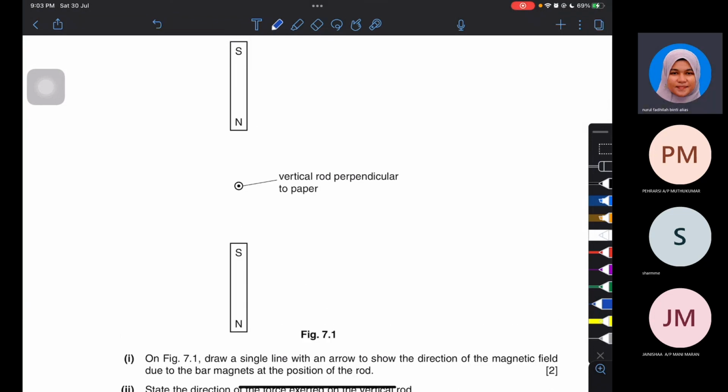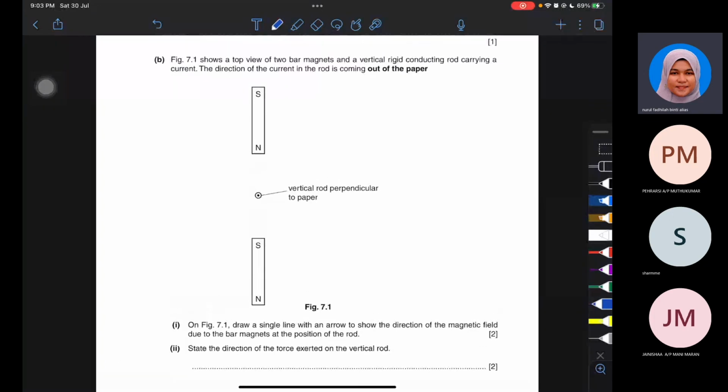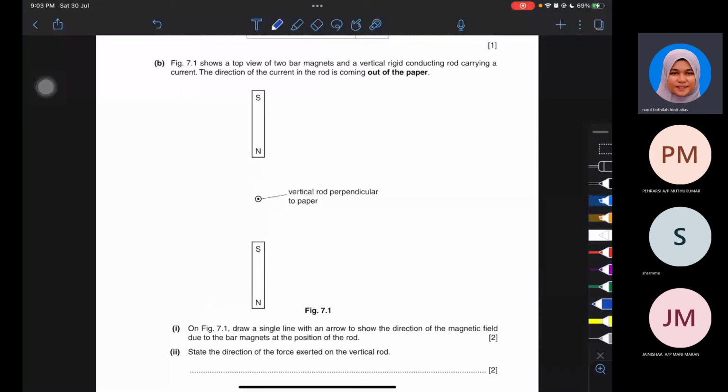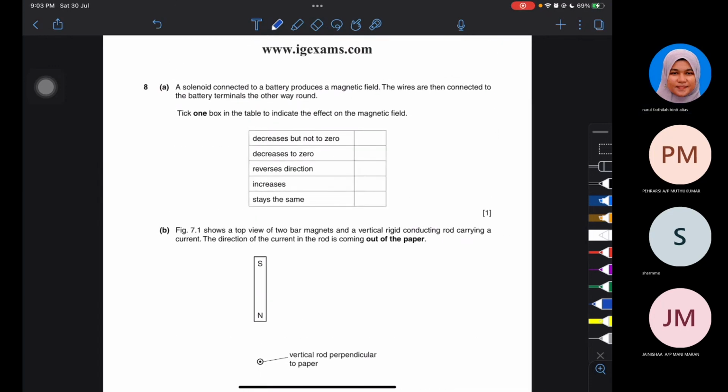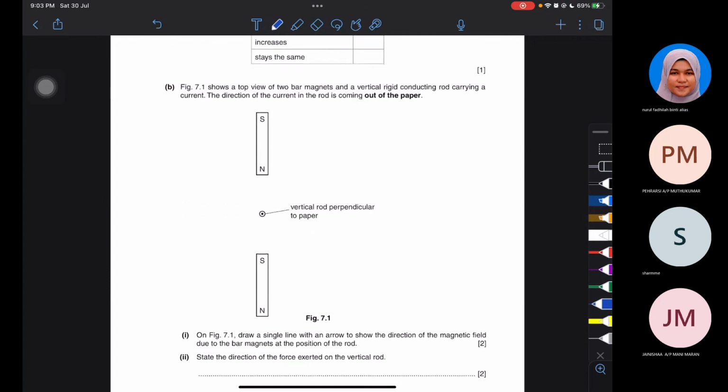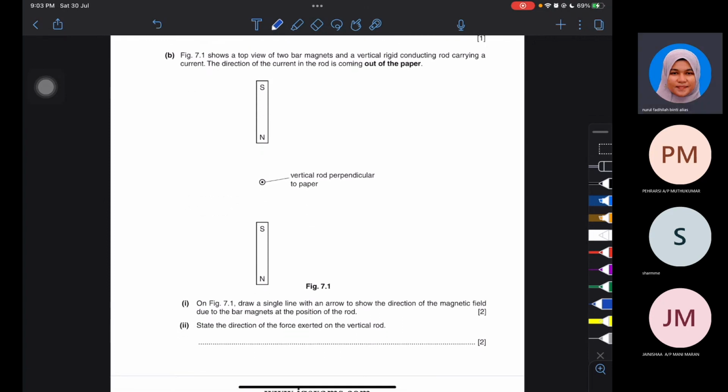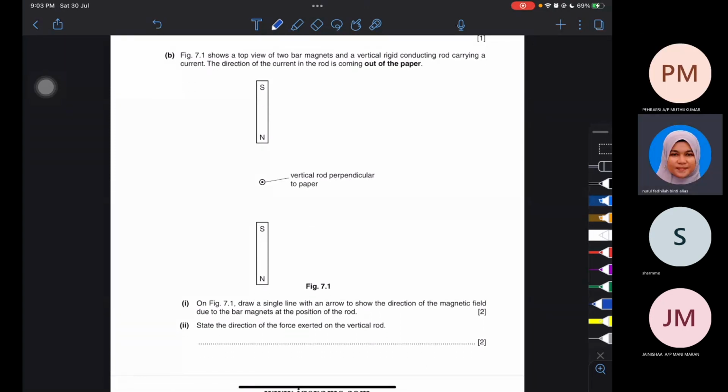Yang ni dah topik elektromagnet. Minggu lepas kita dah sentuh kan. Ni ada 2 bars. Okay. And then ada charge. Okay, on figure 7.1, draw a single line with an arrow to show the direction of the magnetic field due to the bar magnets. Okay, mana arah dia? North to south. Upwards.